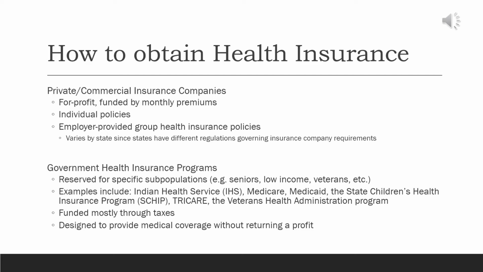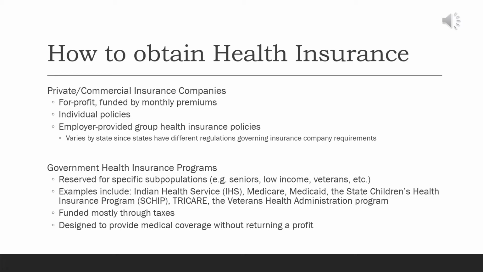Now, they also provide those employer-provided groups. So if an employer, such as New Mexico State University, provides these options and benefits to their employees, they basically bought a group plan. And so they have group health insurance policies that the employees can choose from. Now, this varies by state, since states have different regulations governing insurance company requirements. And so everything's going to be a little different from state to state.